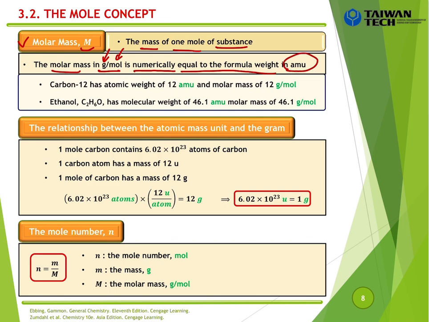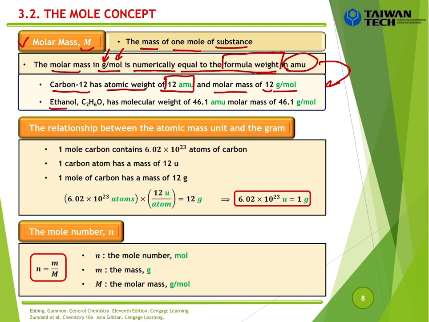Because the reverse one, we define AMU and we can calculate the formula weight, okay? And now we change it to become molar mass, okay? So you see from here, carbon 12 we define, we have the atomic weight of 12 AMU for one atom, okay? And now we consider the mass for 1 mole, or molar mass, also 12, but the unit will be gram per mole, 12 gram for 1 mole, okay?